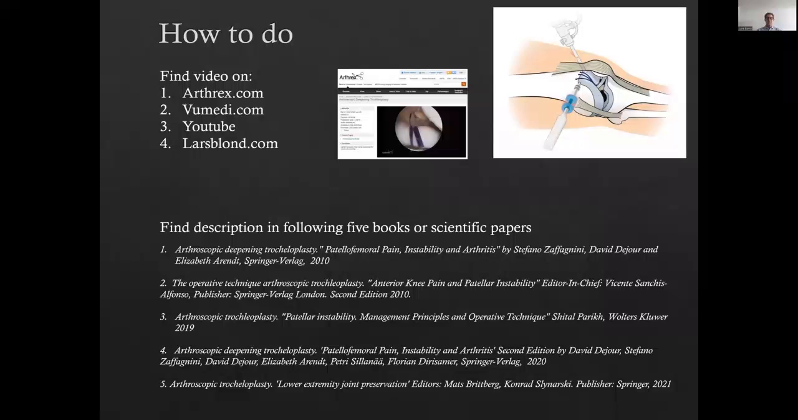However, the videos with this technique can be found on these web pages: Arthrex, Bumedi, YouTube, and my own web page, where there will also be links to these videos.